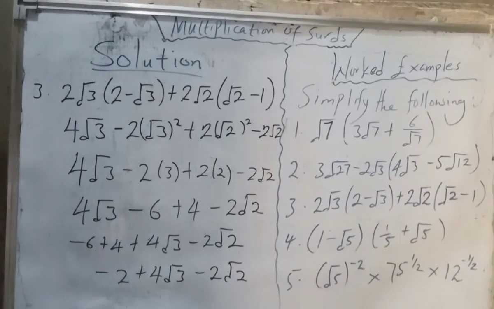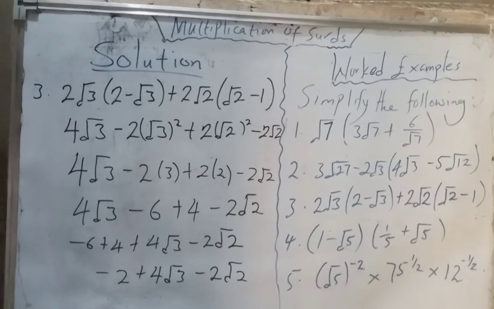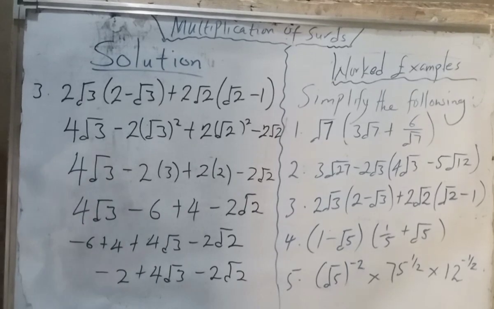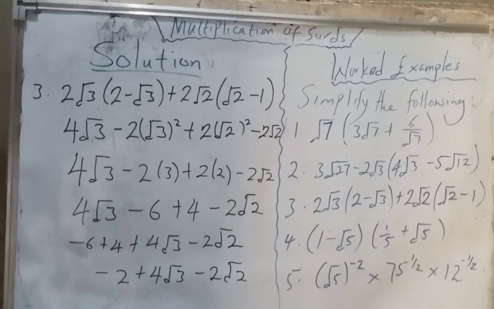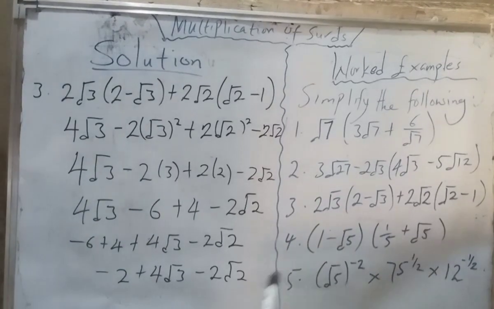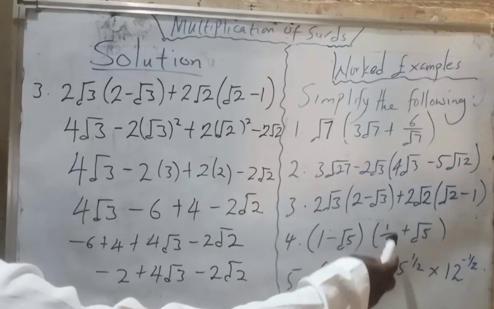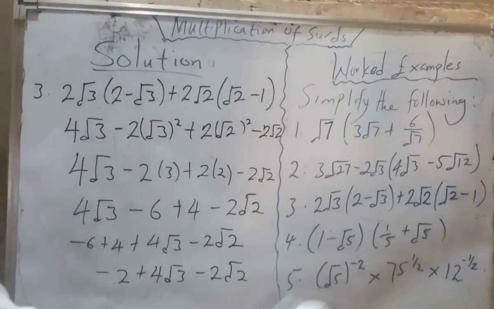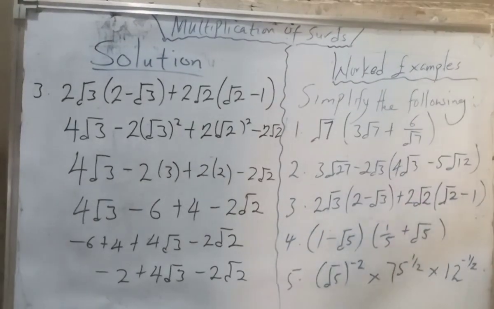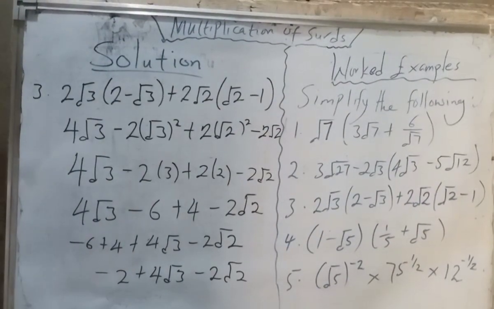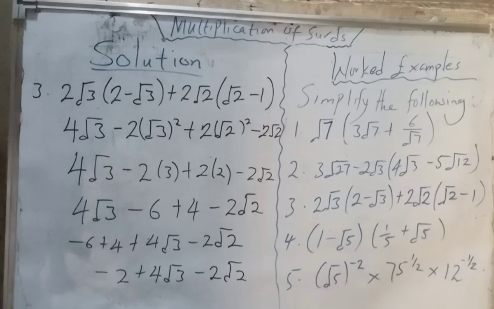We move to the fourth question, where I was saying that whenever two surds are kept in brackets like this, (1 minus root 5) in a bracket, (1 over 5 plus root 5) in another bracket, how do you expand it? To expand this, we're going to use the binomial approach.